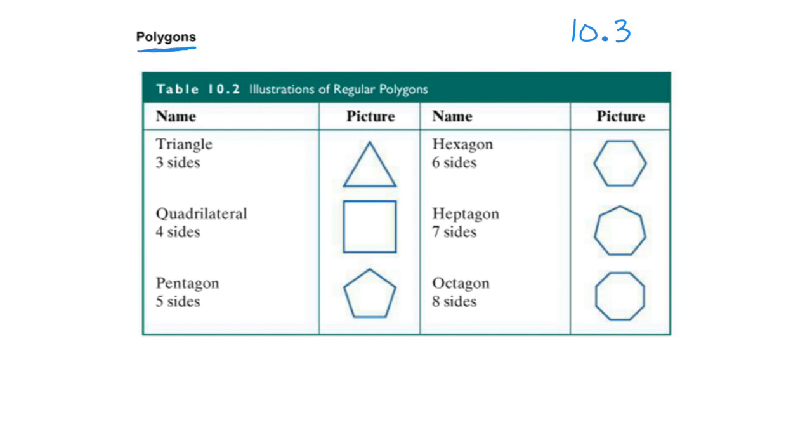And you'll notice that it has an interior and an exterior side of the polygon. And the sides are usually equal length. Such a polygon is called a regular polygon.